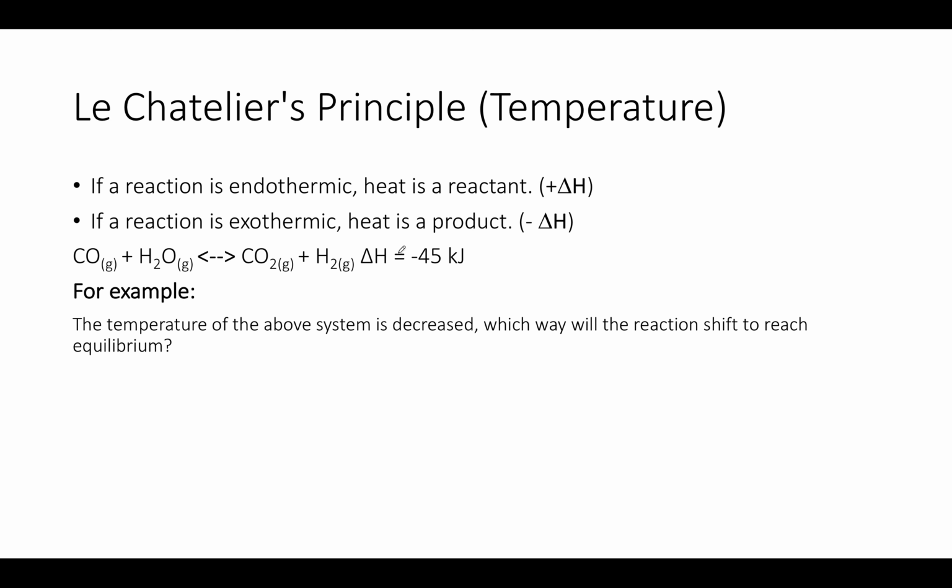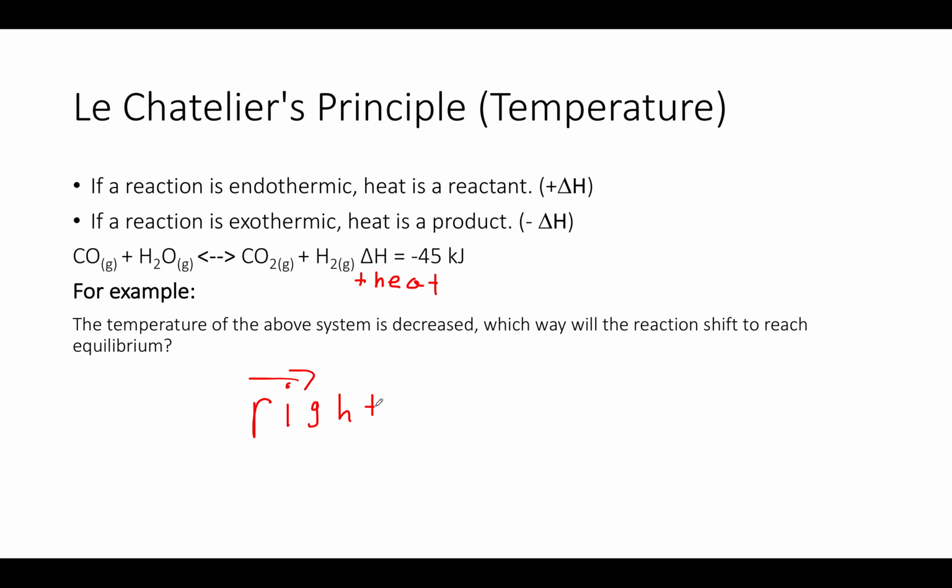Now, if you want to think about heat and you're looking at it with Le Chatelier's principle, sometimes it's helpful to write heat as a reactant or product. In this case, it's an exothermic reaction because the delta H is negative, so heat's a product. So if the temperature of the above system is decreased, I'm taking away the temperature, which way will the reaction shift to reach equilibrium? Well, if I'm taking away the temperature, that means that I'm losing temperature on my product side. So I'm going to need to shift to the right to increase the temperature, because I'm taking away temperature, meaning you could think of heat as a product here.